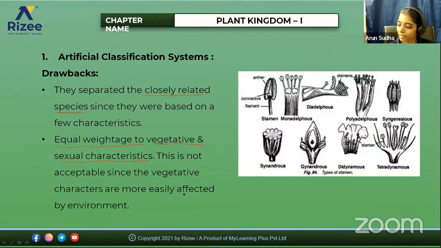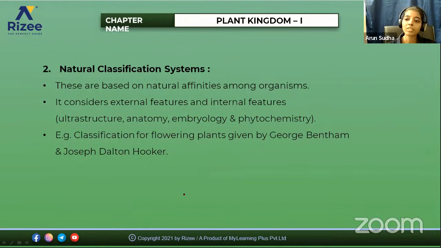Then comes the natural classification system. What about the natural classification system? Here they are based on natural affinities among the organisms, and it took into account both external features as well as internal features. Ultrastructure, anatomy, embryology, phytochemistry, all the factors were taken into account.